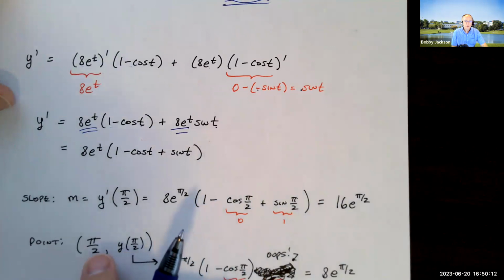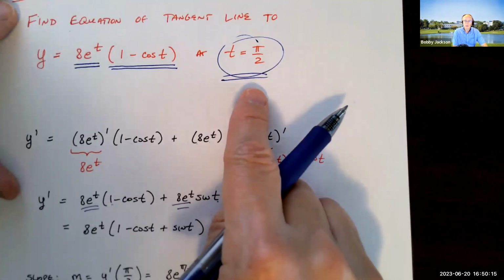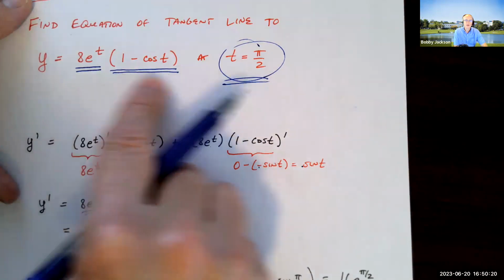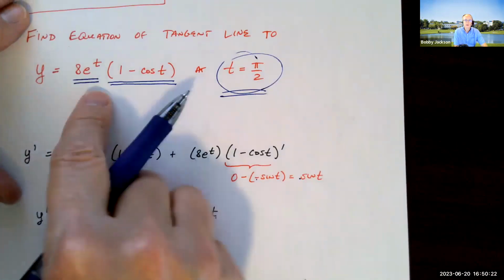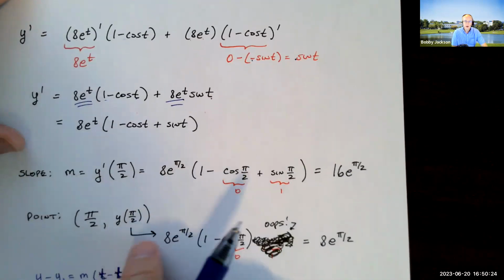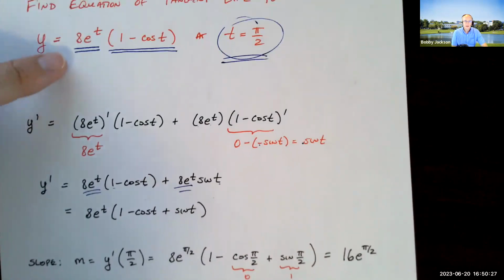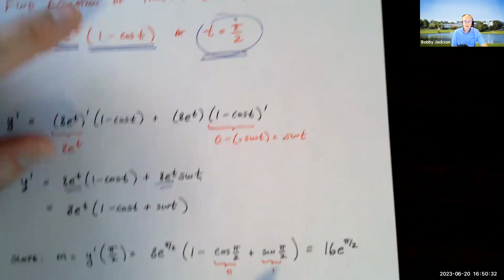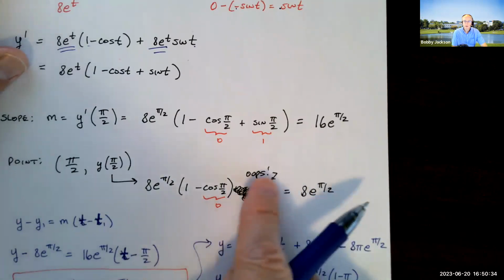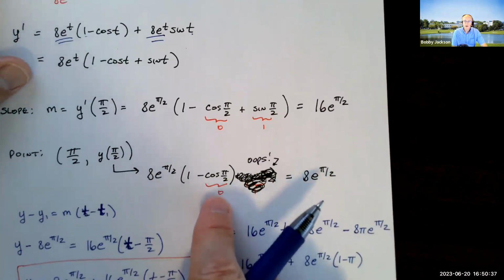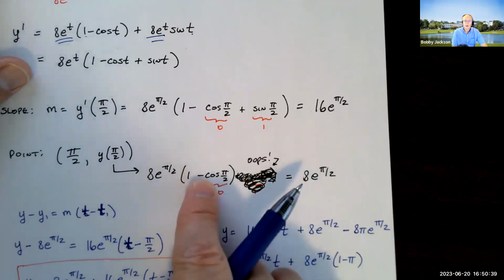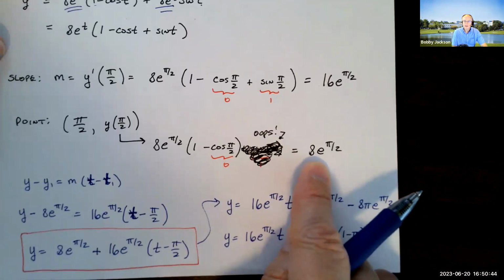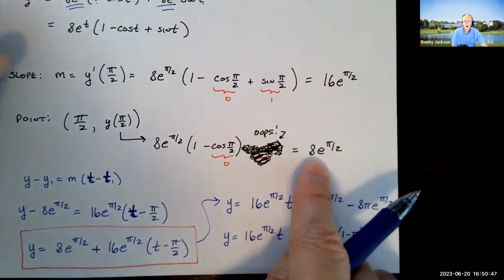Okay, we do need the point. The point will be at t equals pi over 2, and then I need to know what the y coordinate of the point is. So I need to plug pi over 2 into the original function. Where on the graph of this function is the point? So I'm going to plug that in. 8e to the t becomes 8e to the pi over 2, times 1 minus cosine of pi over 2. Sorry, I made a little mistake over here. But cosine of pi over 2 again is 0. I just have 1 here, so 8e to the pi over 2 times 1 gives me 8e to the pi over 2. That's the y coordinate of my point.